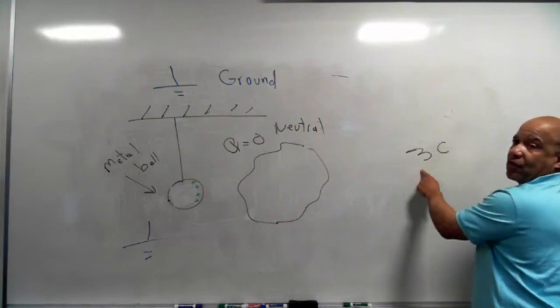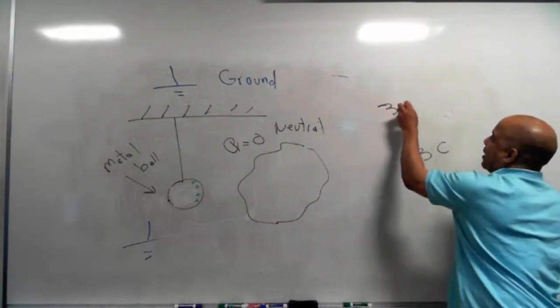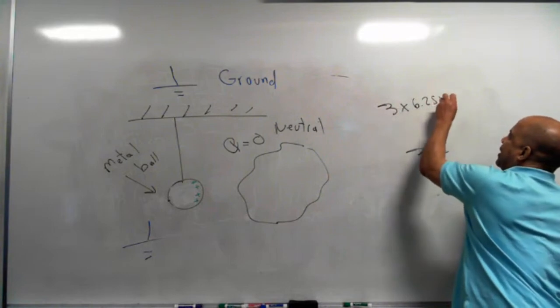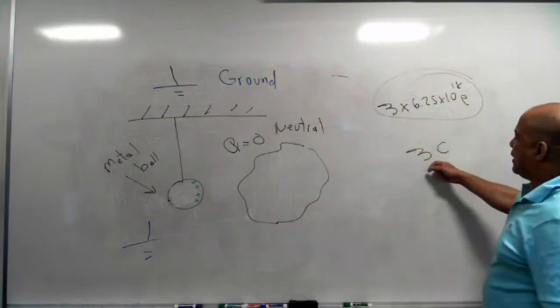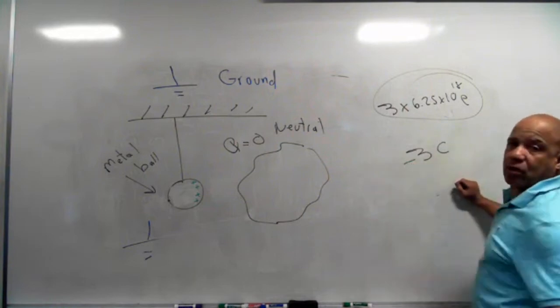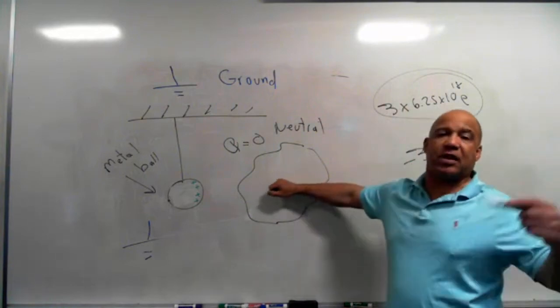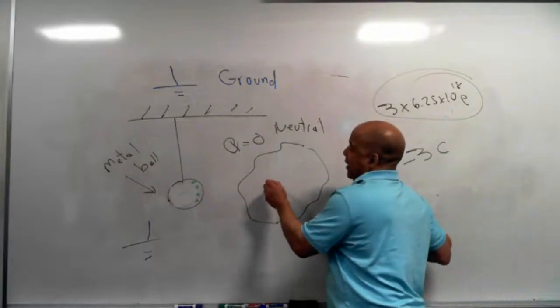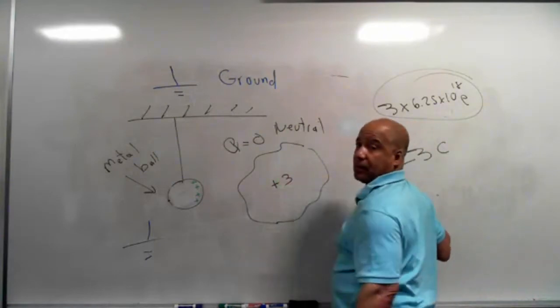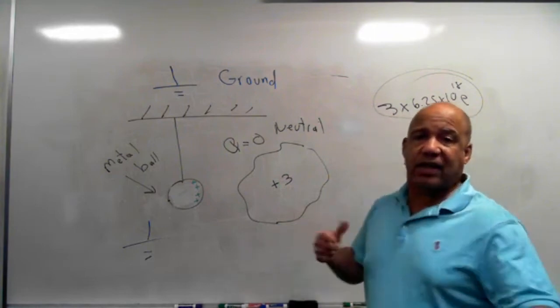I remove 3 coulombs of electrons. That would be 3 times 6.25 times 10 to the 18th electrons. That's how many electrons I remove. That means I remove negative 3 coulombs. What that means is, since in the beginning it was neutral, what's left over here is positive 3 coulombs. So I've got to look at what I'm doing.